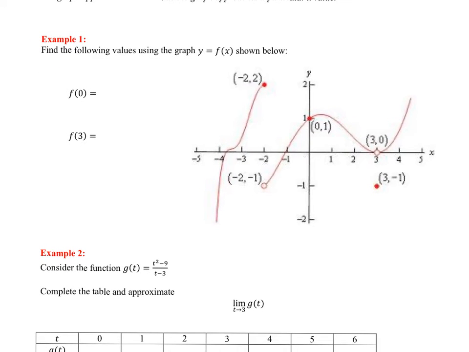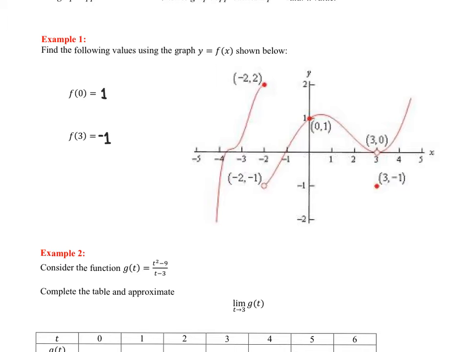So let's first look at example 1 and find the following values using the graph of y equals f of x. Okay, so f of 0, well, we find 0 on our x-axis, and we find the output that coordinates with 0 as an input. So f of 0, as we know here, would be 1. Now f of 3, well, where's x equals 3? Here it is. F of 3 is not 0. This is called a removable discontinuity, or a discontinuity in the graph. Therefore, f of 3 is negative 1.